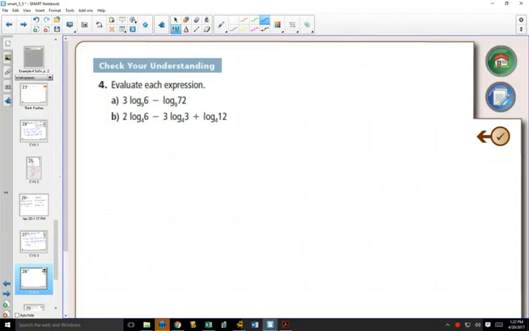The word evaluate means get an answer that's a single number. So if this was a calculator question, you would just type this exactly into your calculator, push enter, and whatever answer comes up would be your final answer. If this was non-calculator, then we have some work to do. Either you have to know your log base 9 of all your different numbers, which is not easy to do.